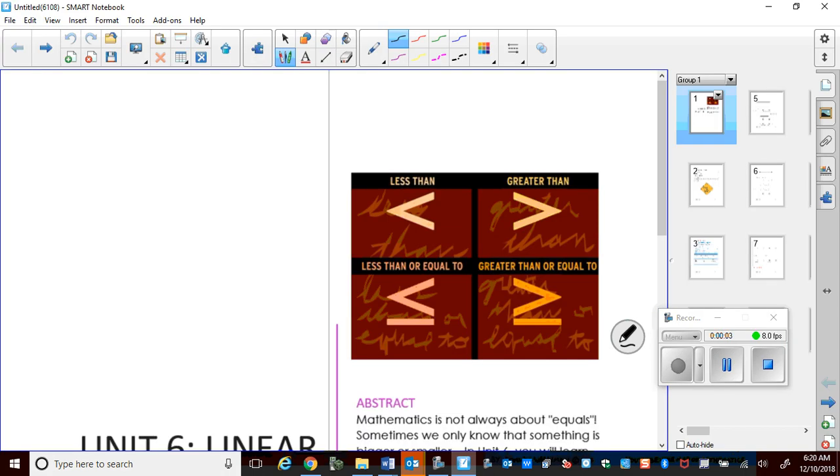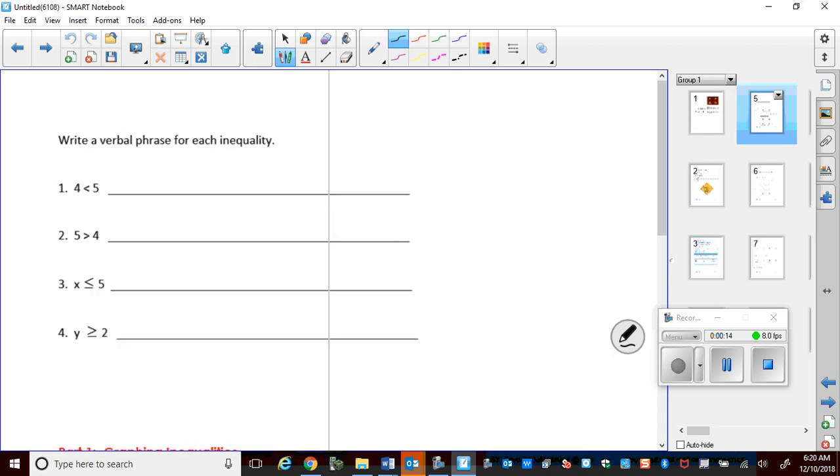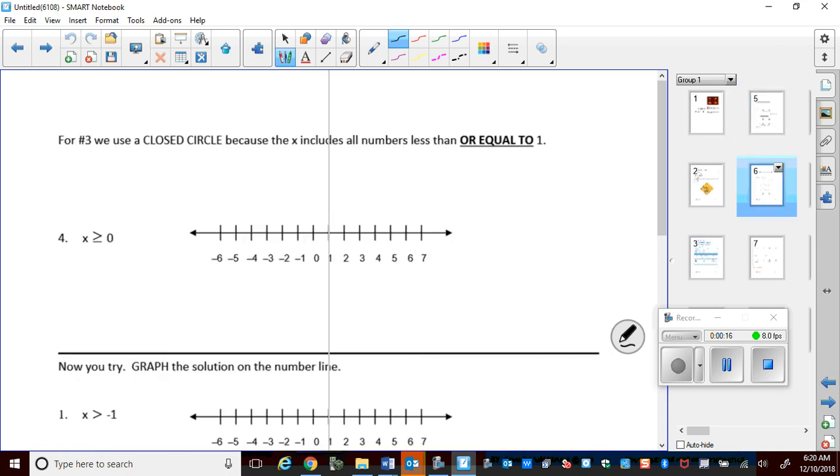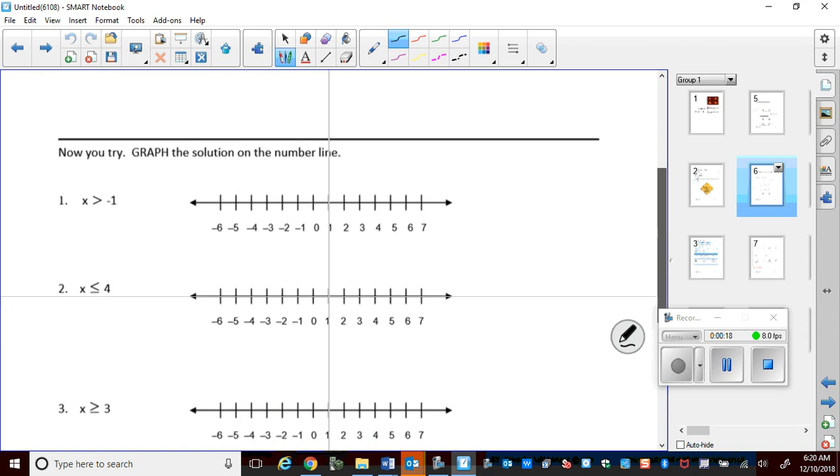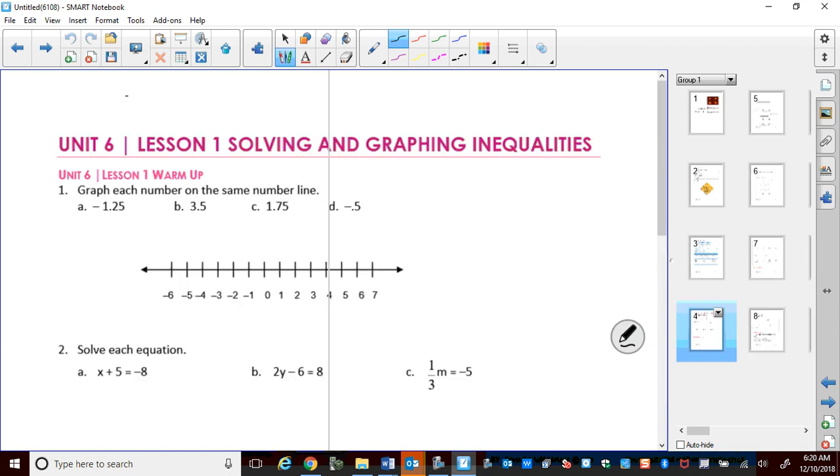Alright, guys, this is Unit 6. It's the last unit in quarter 2. So, we definitely want to do our best in this unit, and we're going to go ahead and get started. My voice is going to sound a little bit scratchy, and we'll just have to work with it.